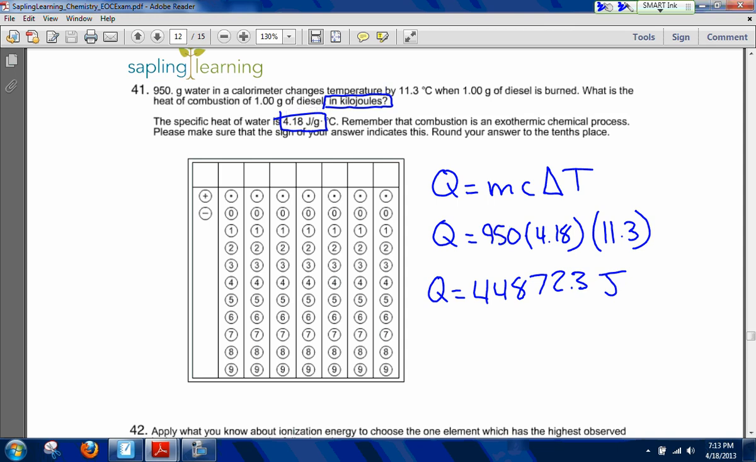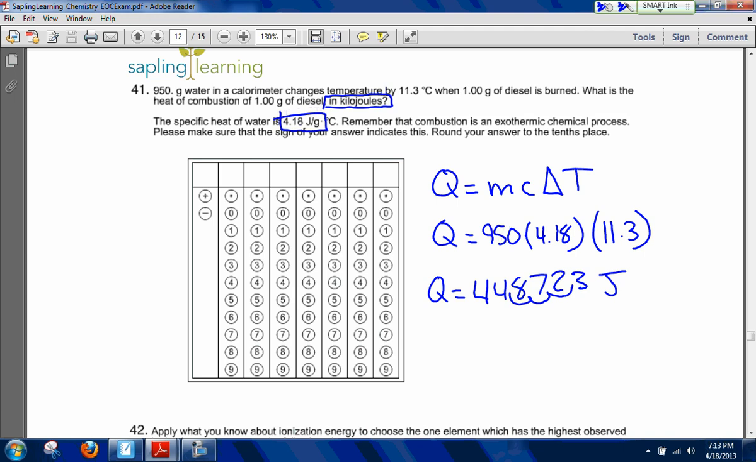So all I really need to do now is make sure that I have this in kilojoules. So kilojoules would be, there's 1,000 of them for every joule. So I'm going to move this 1, 2, 3. That's 1,000. And let's see if there's anything else.